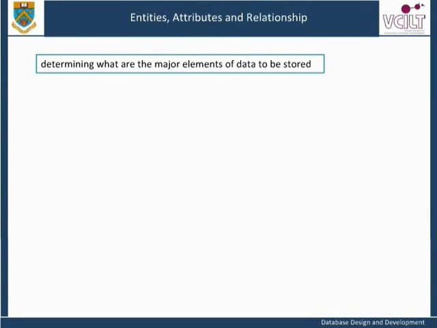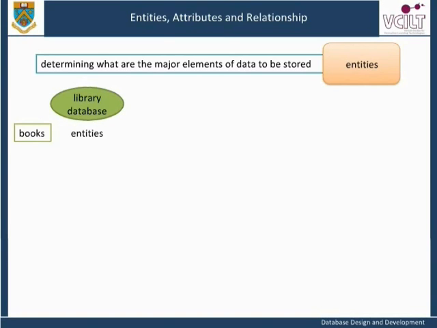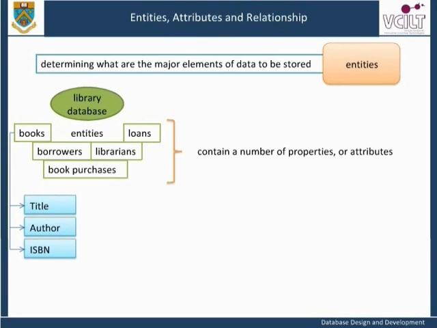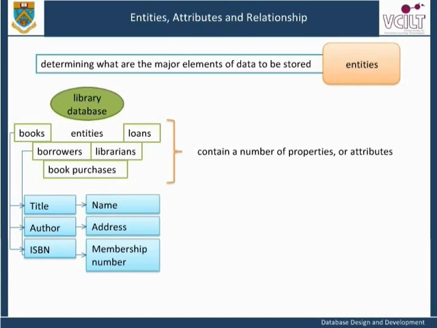These are referred to as entities. For example, a library database will typically contain entities such as books, borrowers, librarians, loans, book purchases, etc. Each of the entities identified will contain a number of properties or attributes. For example, the entity book will contain attributes such as title, author, and ISBN. The entity borrower will possess attributes such as name, address, membership number.